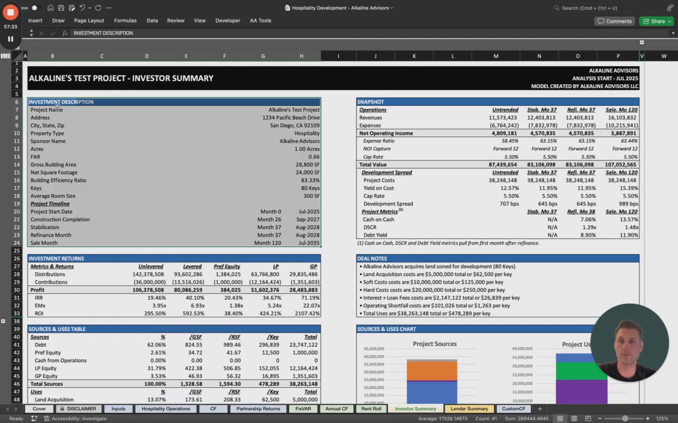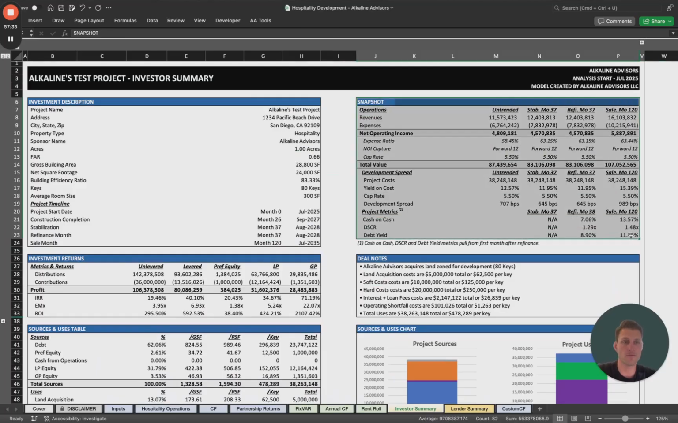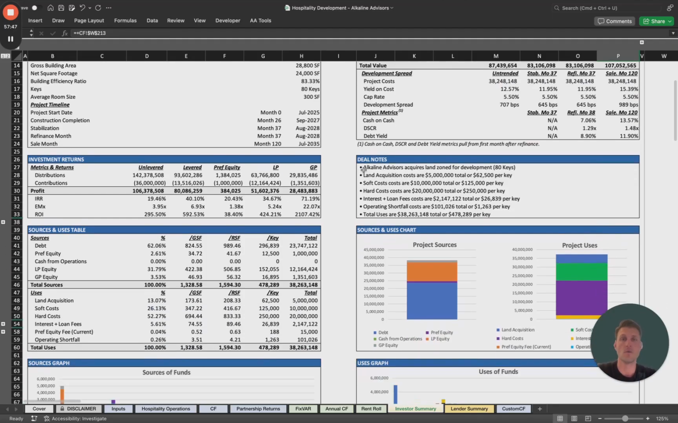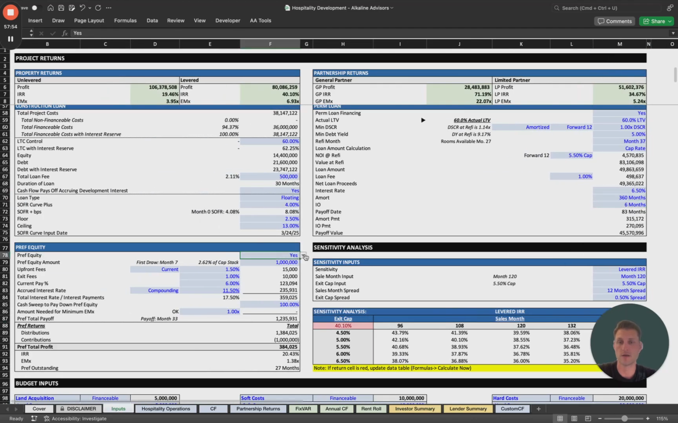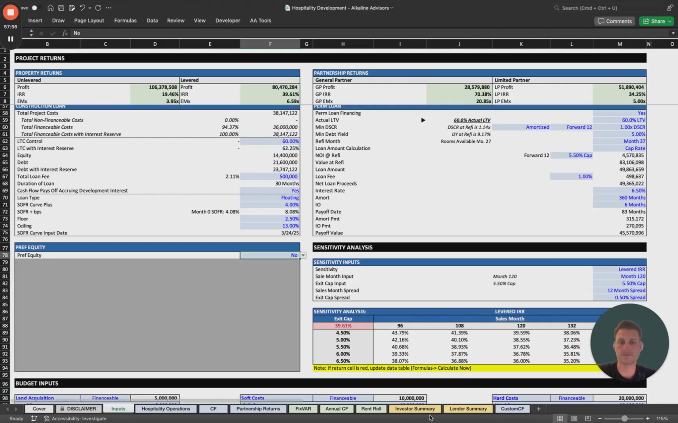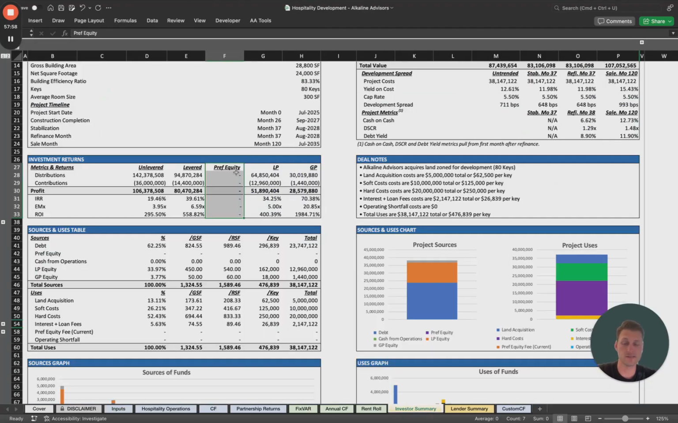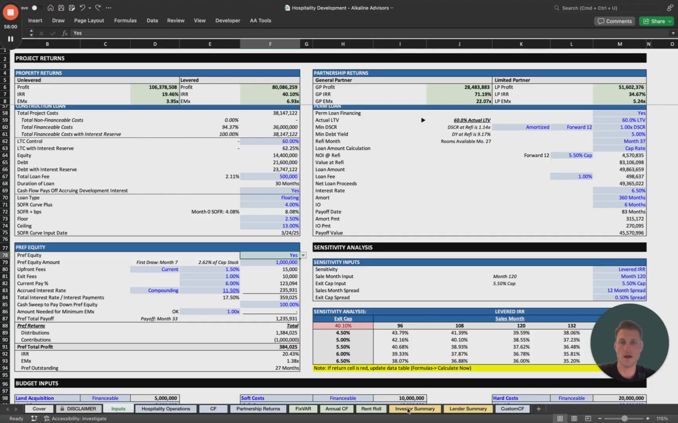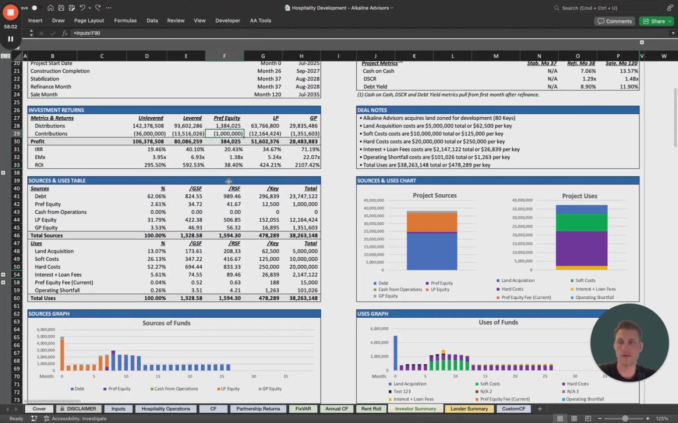We have investment description on the left, snapshot of operations. You can see key metrics, and you can see stabilization month 37, refi month 37, sale month 120. All that'll update automatically whenever you change any inputs. We have deal notes. Remember, Pref equity said 0 before because it was off. And just to show you, we can toggle this off. Go back to investor summary. Now this is 0. Otherwise, if it's on, everything will flow accordingly.